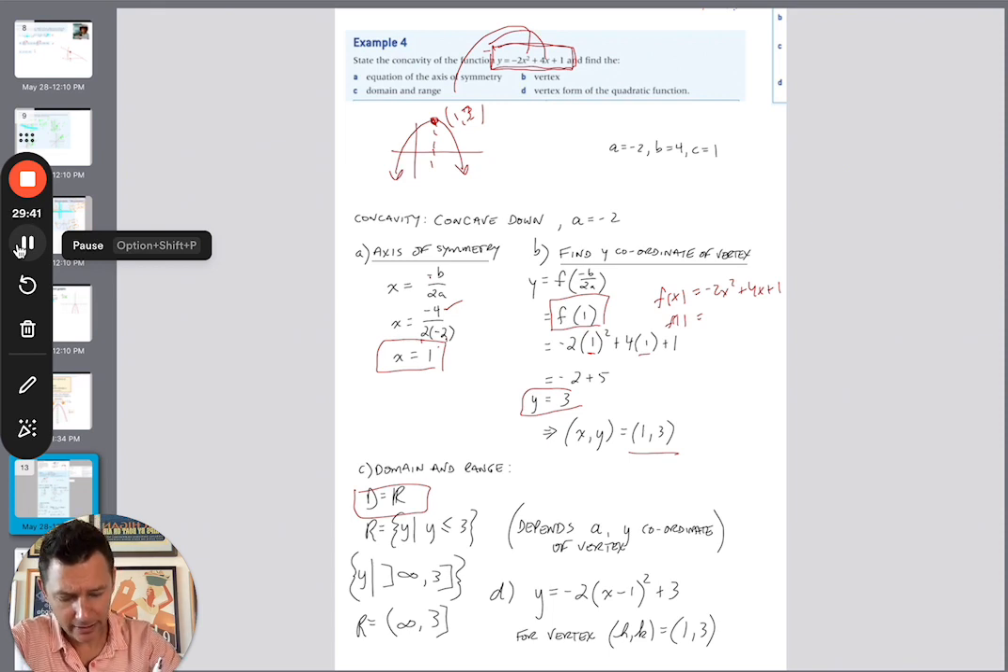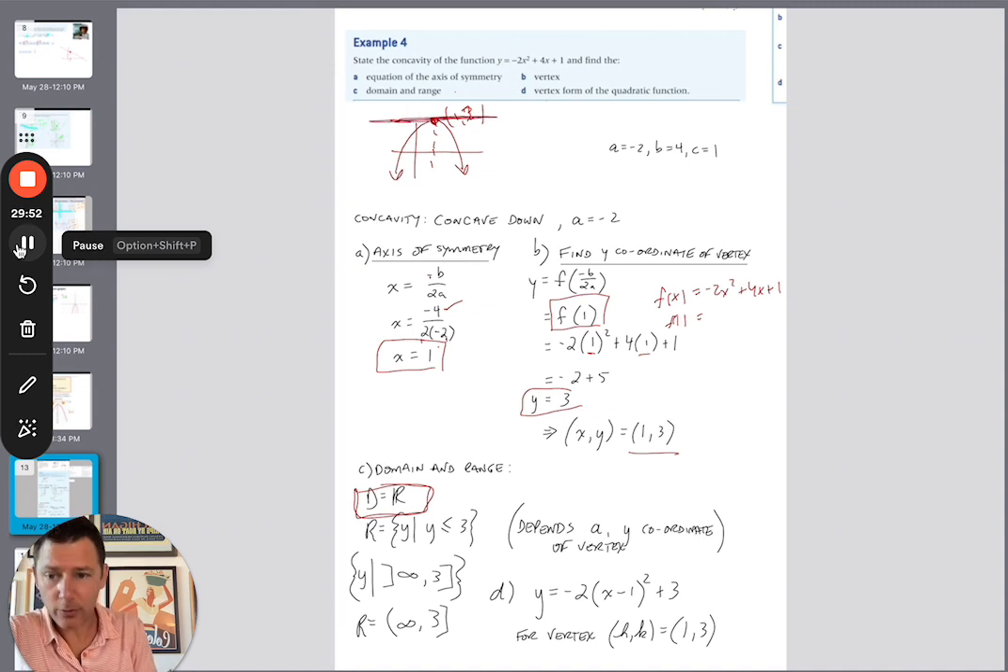You can put negatives in those x's. You can put fractions and decimals, and nothing's really going to break it. So all real numbers. But the range is only going to be from here down, because I know it's upside down. So the range is going to be y's such that y's are less than 3.